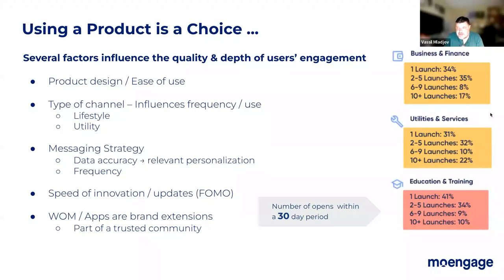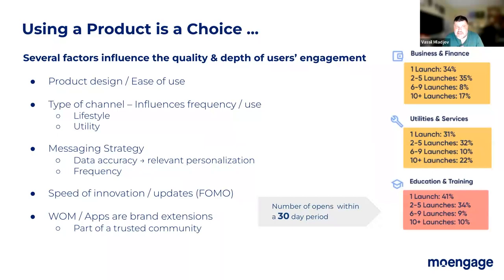Then you need to look at some numbers. For example, if you look at the different types of apps and verticals that you can be doing this in, what kind of numbers are you going to get, whether this is for business and finance, utilities, or educational? As you can see on this slide, we have different numbers representing different KPIs about which apps are getting better engagement versus others.